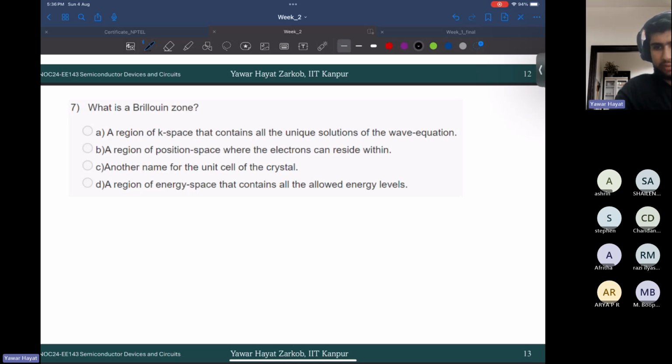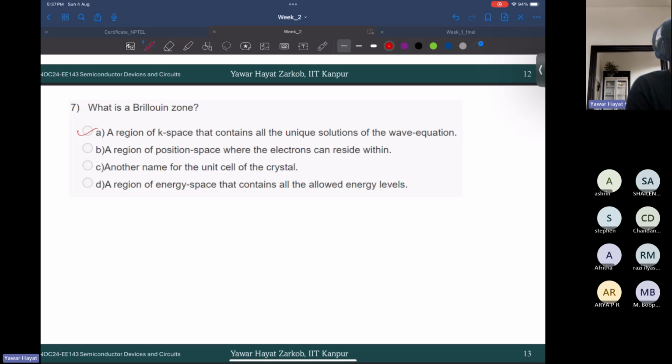See, firstly, we can reject some options clearly, right? For example, this is position space, right? Region of position space. This cannot be a Brillouin zone. Energy space, no, it's not that. Another name for a unit cell of the crystal, no, it's not a unit cell of the crystal. Then what are we left with? Option A, yeah, right. So it has to be this one.